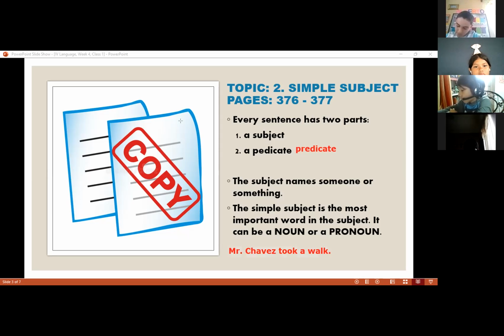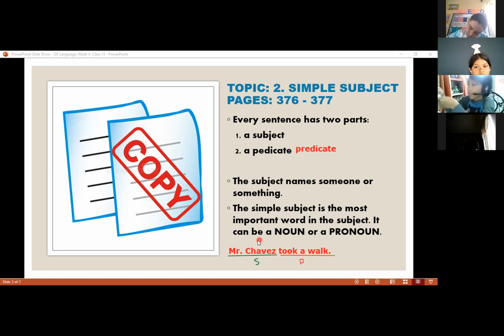What is the subject in this sentence? A subject names someone or something. Someone. Who is the person here? Mr. Chavez is the subject. That is the subject because it's a person. And what is the predicate? Took a walk. Excellent. Yes, exactly, it's the rest of the sentence. It's the predicate.